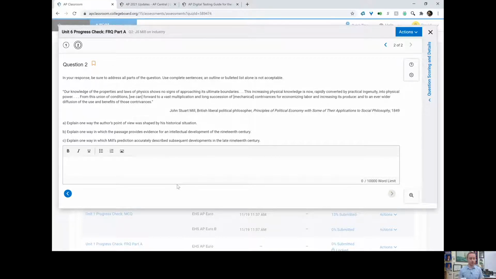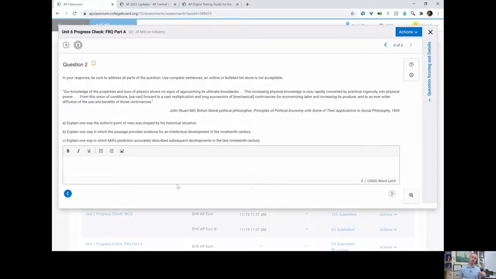One way the author's point of view was shaped by his historical situation. Okay? You're going to have that type of question. You're going to have that type of question. And if you can get some information out of that source line, like I'm demonstrating, you're going to put yourself in a better position to go beyond the stimulus, beyond that source line, to give actual historical data that will get you that point on that SAQ.